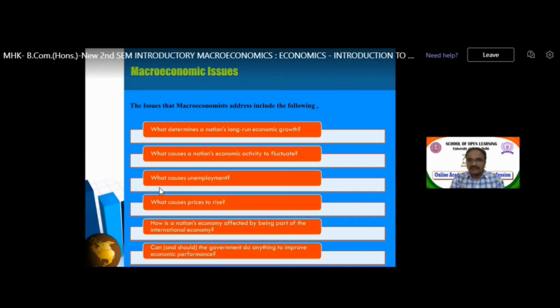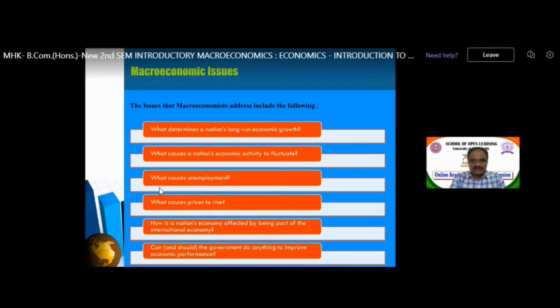Open economy means our economy is open. You can export goods and services to any country, or import goods and services from the rest of the countries. Exports and imports take place with the rest of the countries. That is the international economy. So if you are going for the international economy, how will the nation's economy be affected? That is what we are discussing.